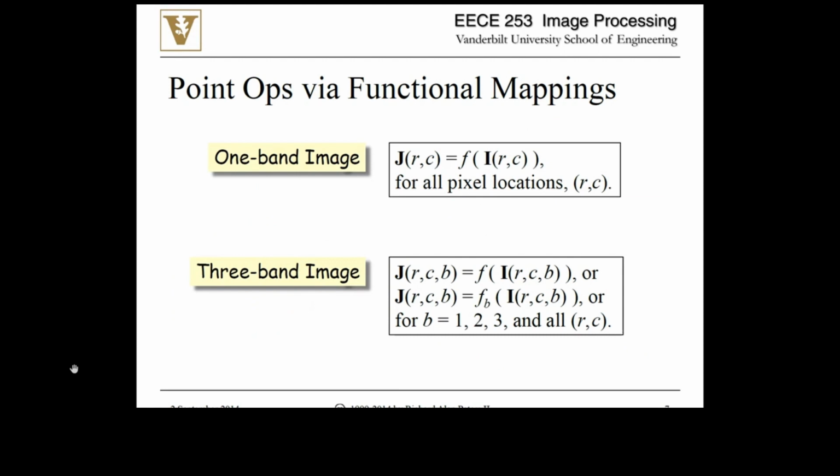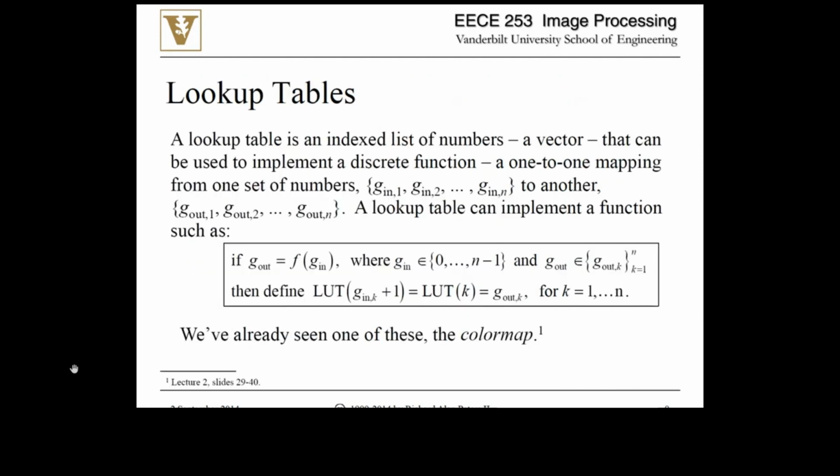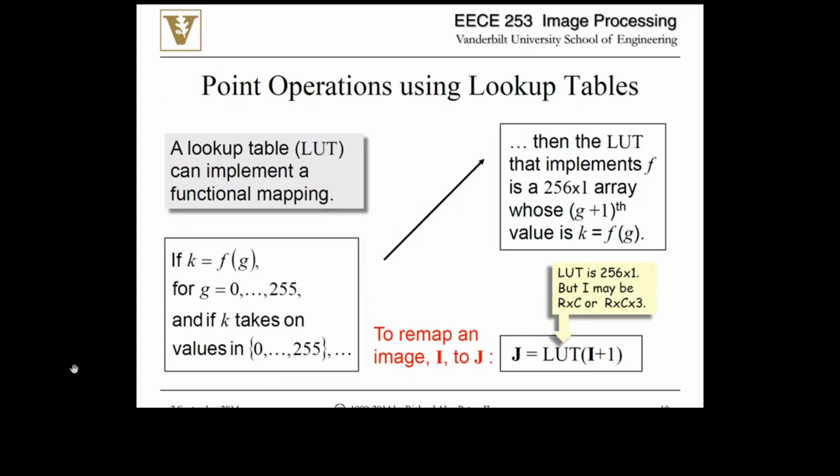Okay, so if you have gray images, it is just what we explained. If you have a color image, you may apply the same function to all bands or different functions for each one of the bands. So each band is processed in a different way. So a function is nothing more than a lookup table.